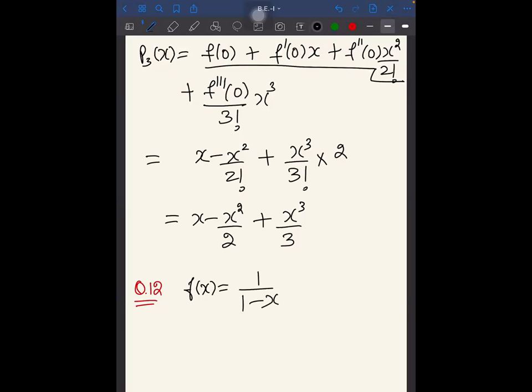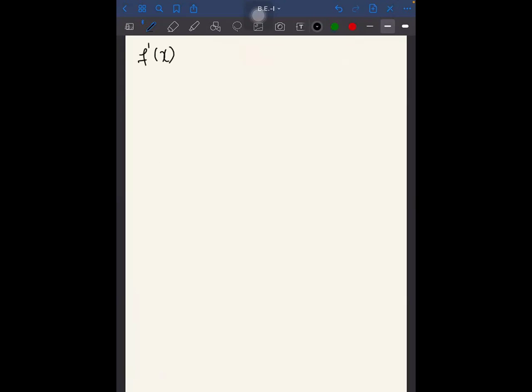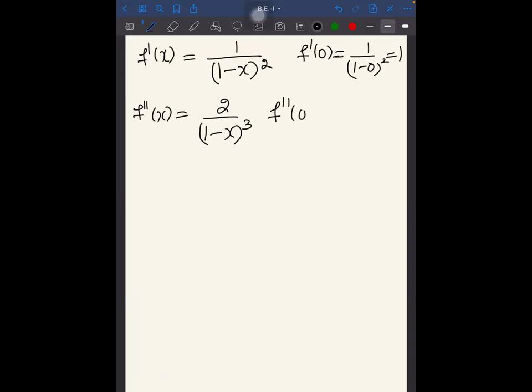So you need to find the Maclaurin series. By definition, we know that the Maclaurin series is defined at x equal to 0. First of all, we need f0, that is 1 upon 1 minus 0, which is 1. Now we need f dash x, that is 1 upon 1 minus x whole square, so f dash 0 is again 1. f double dash is 2 upon 1 minus x whole cube, and f double dash 0 is 2. f triple dash x is 2 into 3, that is 6, and f triple dash 0 will become 6 only, and so on.